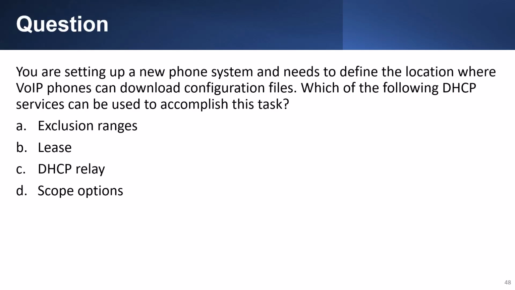Question: You're setting up a new phone system. It needs to define the location where VoIP phones can download configuration files. Which of the following DHCP server features can be used to accomplish this task? Answer: scope options.